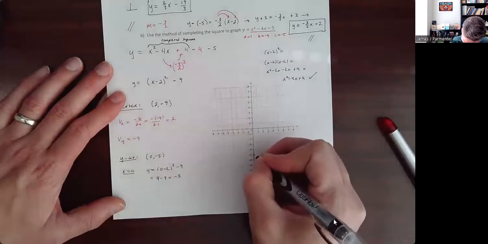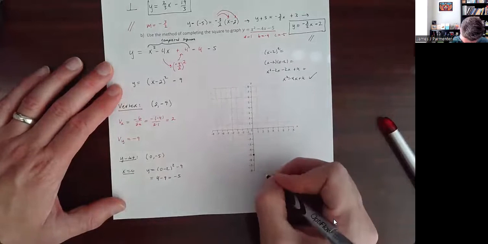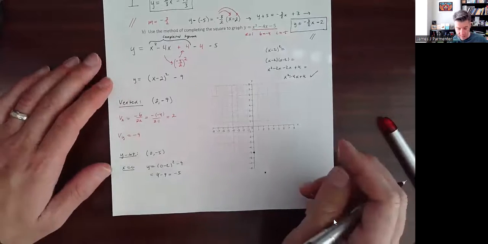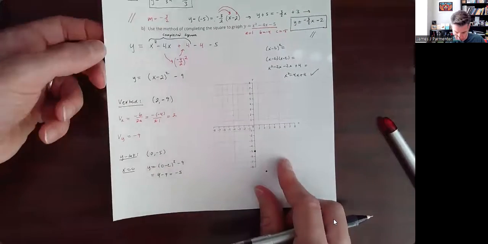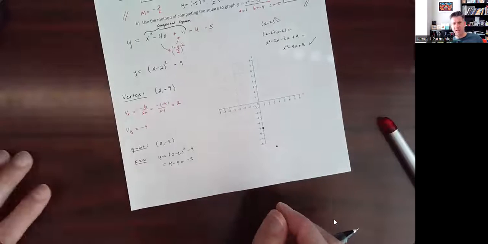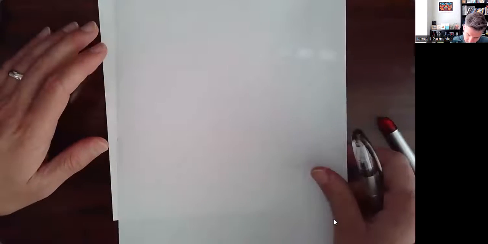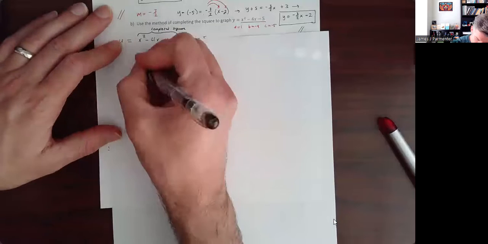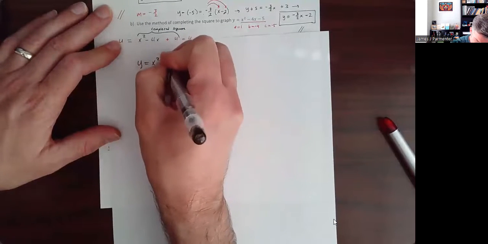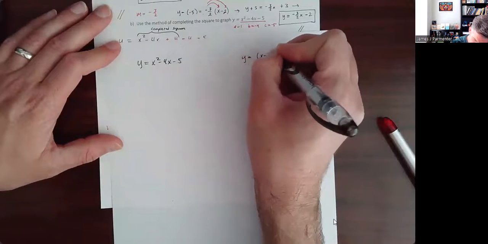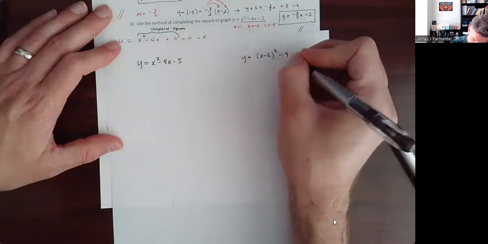So filling a few things in here, I've got that y-intercept, I've got my vertex down here at 2, -9. And then find the x-intercepts. There's a couple ways to do this. I might need an extra piece of paper here to make it very easy to see what's going on. So my equation is y equals x squared minus 4x minus 5, which we have also written as y equal to x minus 2 squared minus 9.